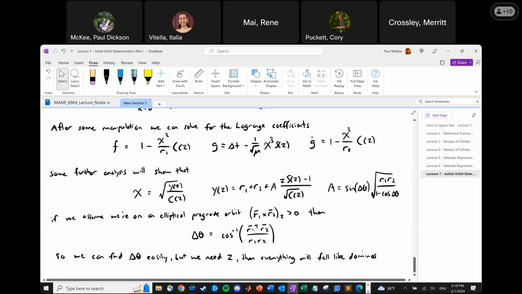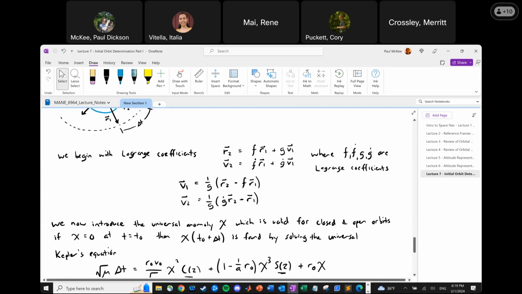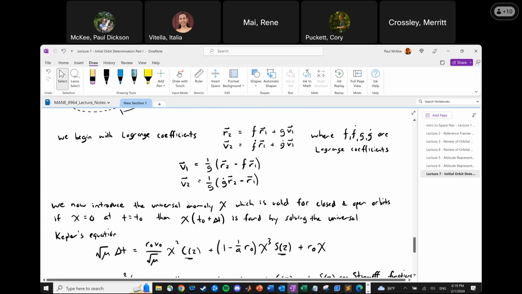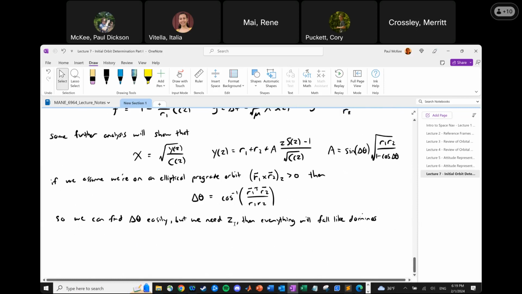Okay, what do I mean by that? If we know delta theta, we can compute a. If we know z, we can compute y of z and c of z and s of z, and then chi. And if we know chi and c of z and s of z, then we get f and g dot. And if we know the Lagrange coefficients, we can go all the way back up here and solve for V2. So everything hinges around this letter Z. So let's try to figure it out.